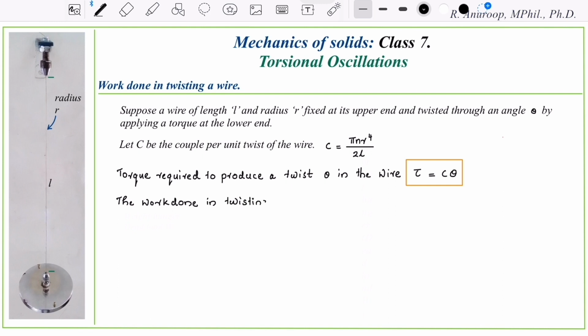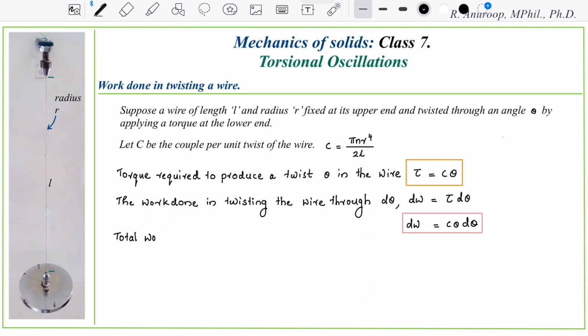Now let us find out the work done in twisting the wire through a very small angle d theta. This is given by tau d theta. We have tau equal to c theta, therefore dW is equal to c theta d theta. And we have to find out the total work done in twisting the wire through an angle theta.